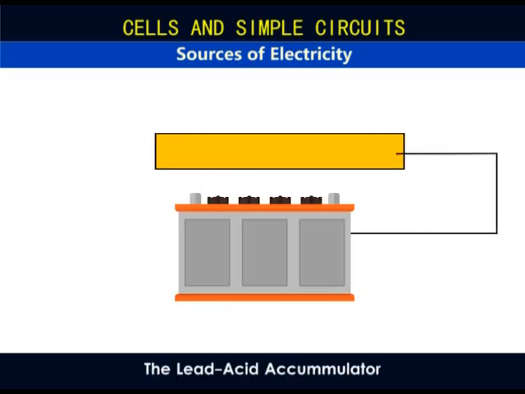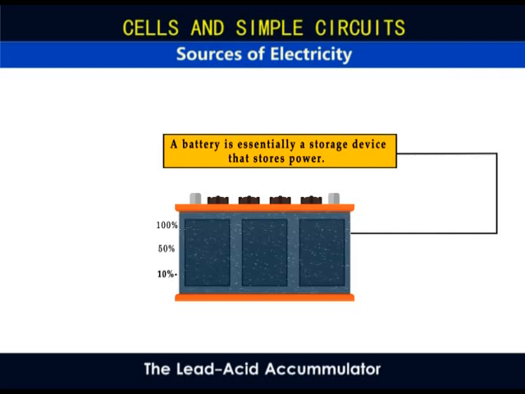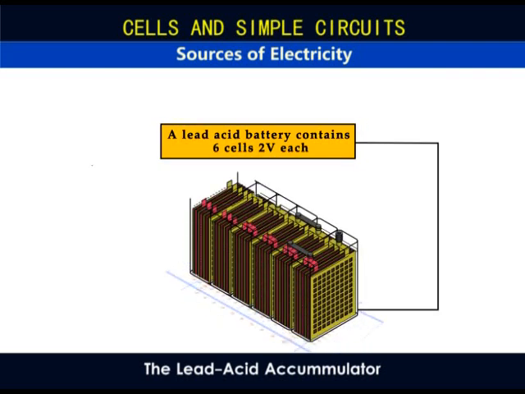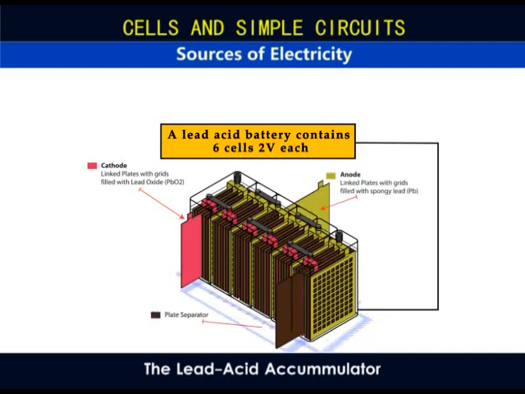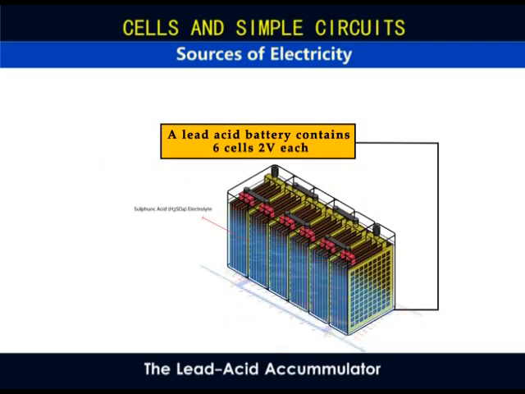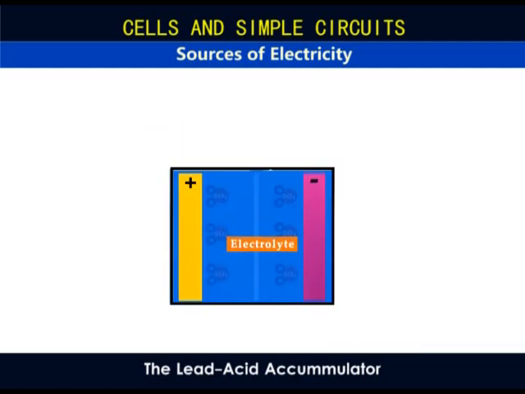This is a battery that essentially stores electrical energy. A lead acid battery contains 6 cells, each of 2 volts. The cathodes are linked plates with grids filled with lead IV oxide, while the anodes are linked plates filled with spongy lead, separated by a separator plate. Dilute sulfuric acid is the electrolyte. This reacts with the 2 plates in a chemical process that creates electric current that powers the load connected outside.